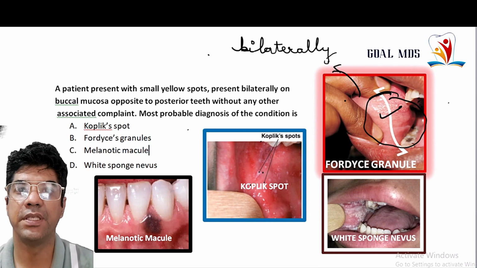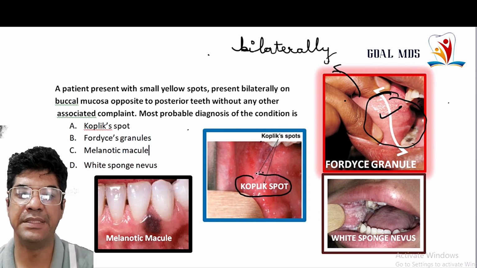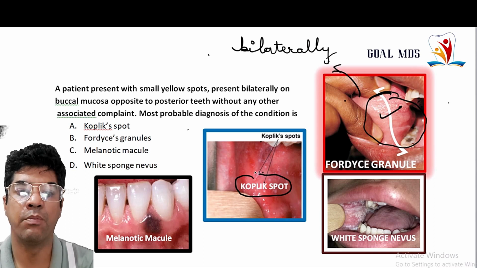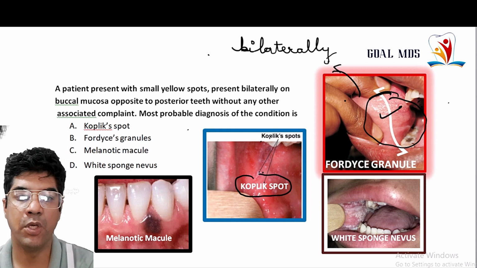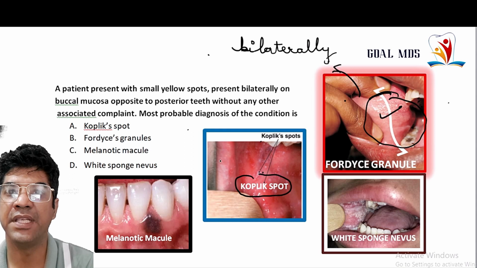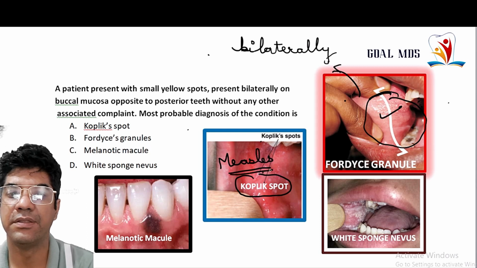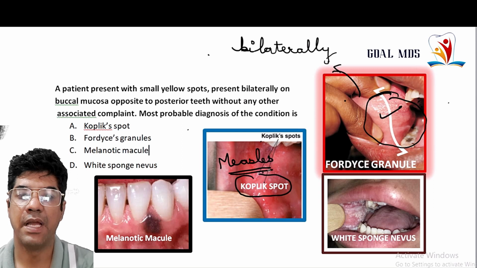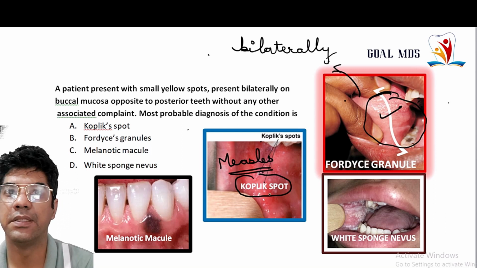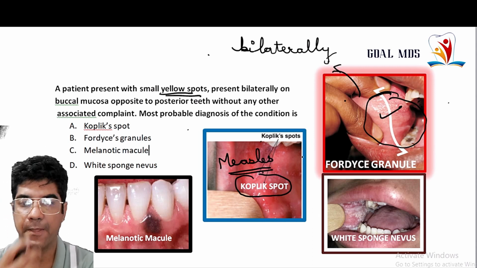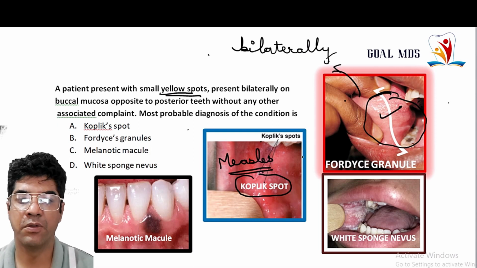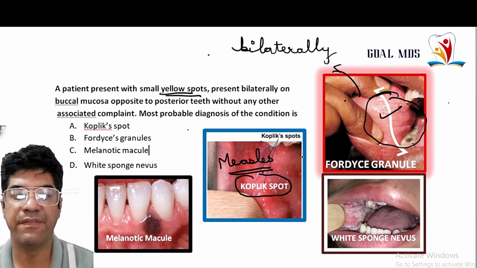Whereas the Koplik spots are the small white or bluish white spots with a red halo that are also seen on the buccal mucosa, but they are seen in conditions like measles, and they are not yellow in color. So they can occur on the oral mucosa, but their coloration is different.